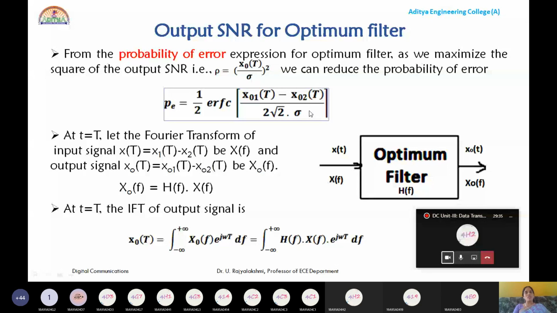Now let us calculate the output SNR for the optimum filter. In the baseband signal receiver, we obtained the output SNR as 2 Eb by N naught. Let us see how much you will get in this optimum filter.